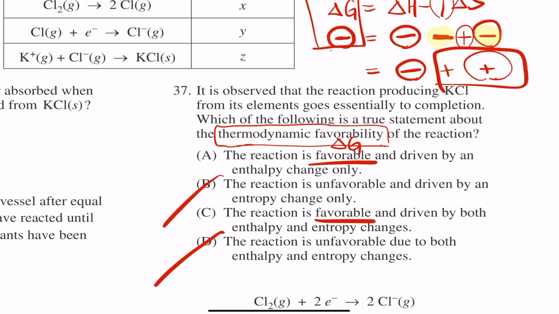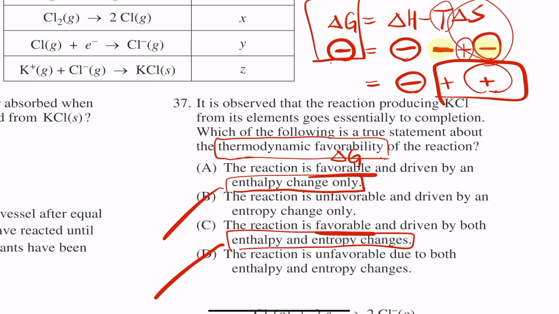So we get rid of B and D. Now, why is it favorable? Driven by enthalpy change only versus enthalpy and entropy. Like I said, entropy is not helping right now. Entropy being negative is not helping, so that's why C is out and A is correct.